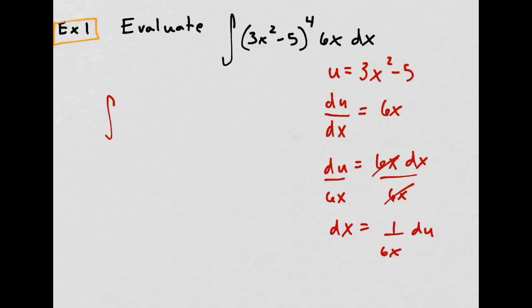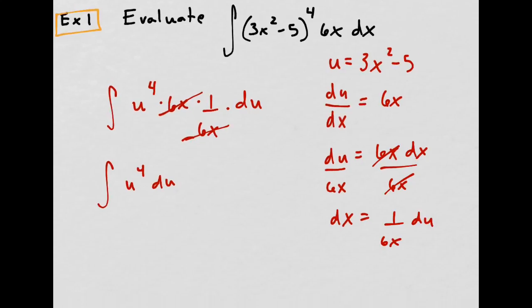But now I'm going to make my substitutions. So I have u, which is 3x squared minus 5, and then raised to the fourth power. That's not part of my u. Remember, otherwise it would look like that. So I didn't make the outside function part of my u. So this will be u to the fourth. And then I have times the 6x from here. And then instead of dx, I'll write 1 over 6x times du. And then look at that. Those cancel nicely. So I have u to the fourth du.